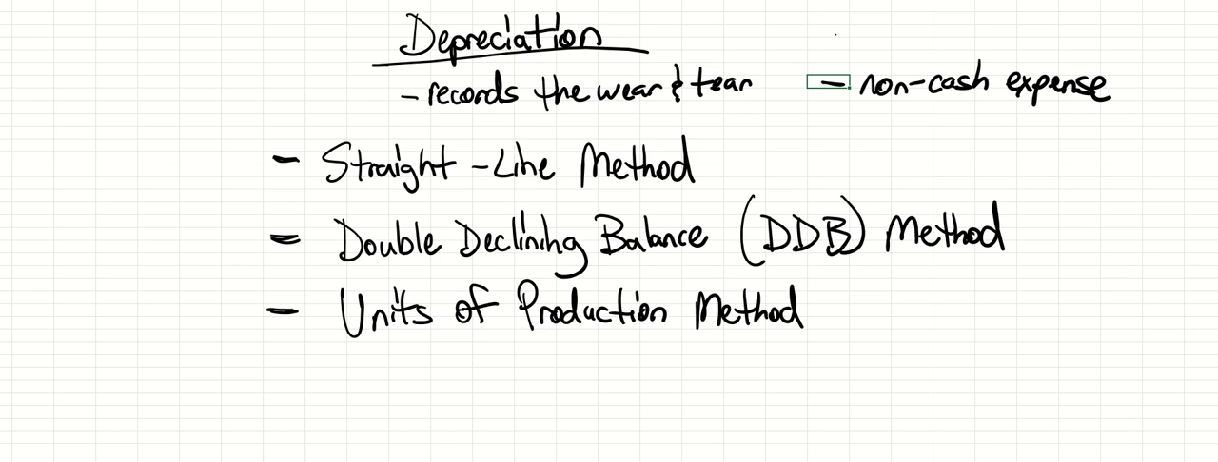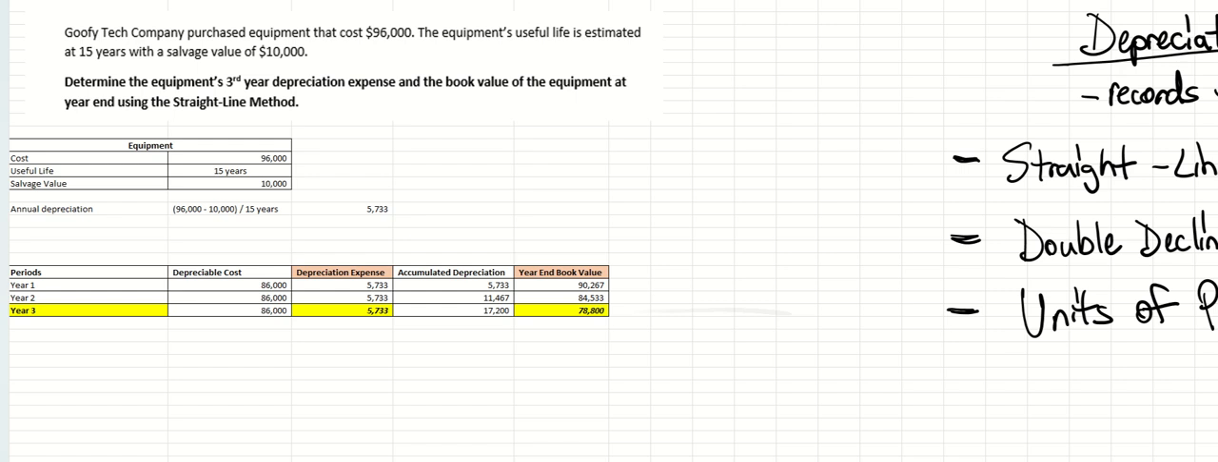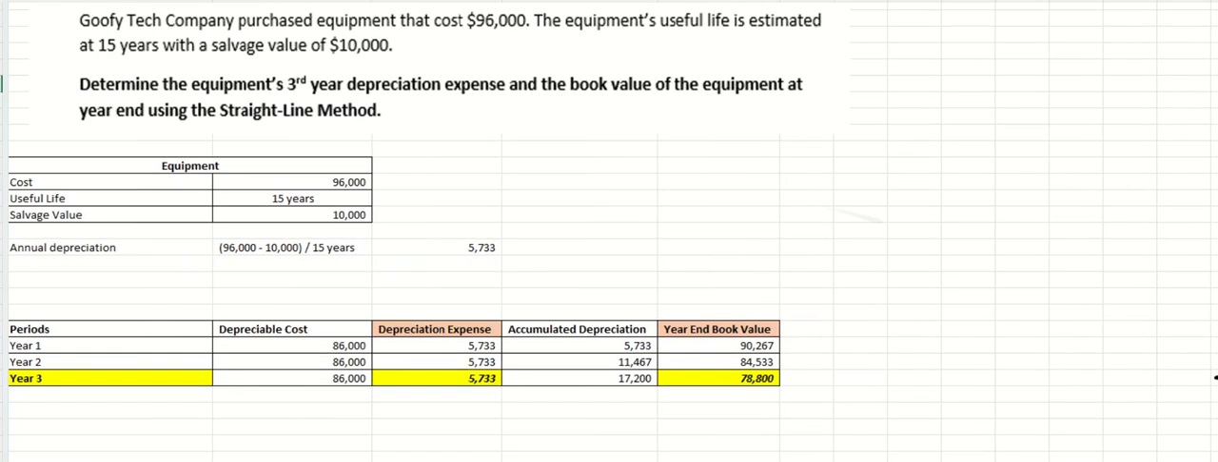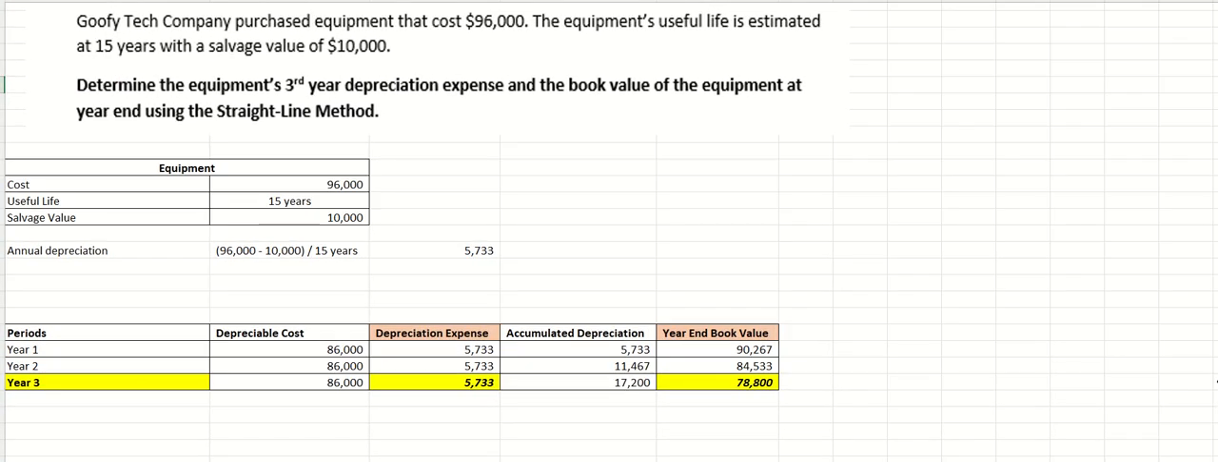So straight line method, I want to just show you all an example of that. So let me zoom in here, and this is already done. So I made up a company. It's called Goofy Tech Company. It purchased equipment that costs $96,000. The equipment's useful life is estimated at 15 years with a salvage value of $10,000.